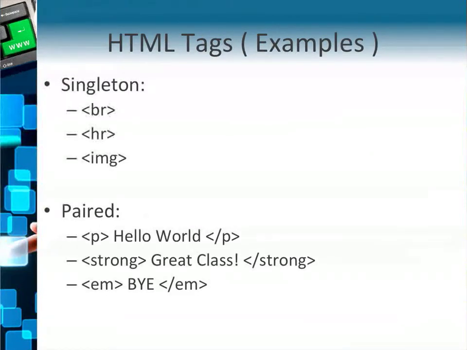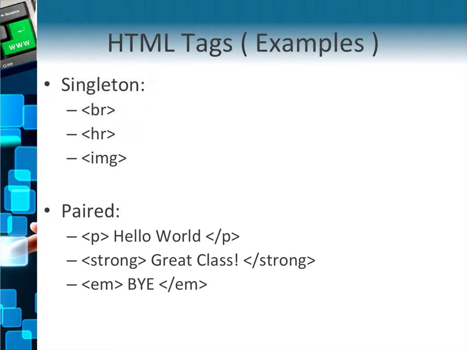So here we have some examples. The BR, for break, is a line break. HR is for horizontal line. We have img for an image, and there are many more. For pairs, we have the paragraph, hello world. So it will give you a paragraph, and you'll break the line. Strong to make it bold. We can give an EM for emphasis, and so on.